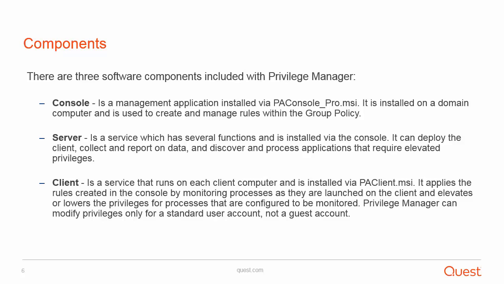It is a service which has several functions. It can deploy the client, collect and report on data, and discover and process applications that require elevated privileges. The Privilege Manager client is a service that runs on each client computer. It applies the rules created in the console by monitoring processes as they are launched on the client and elevates or lowers privileges for processes that are configured to be monitored. This is done by injecting an administrative token into the process or revoking it.